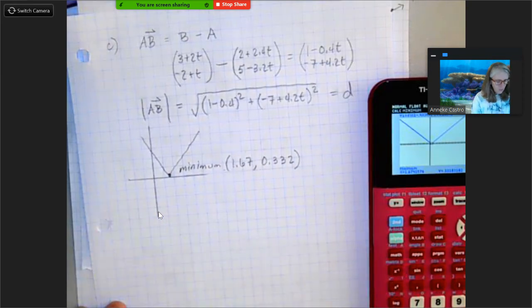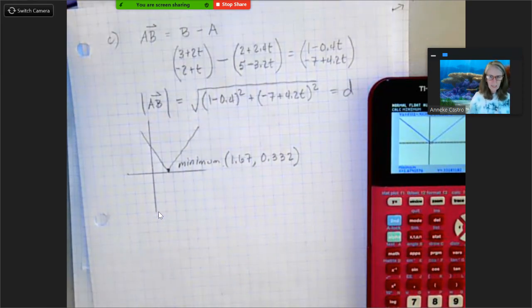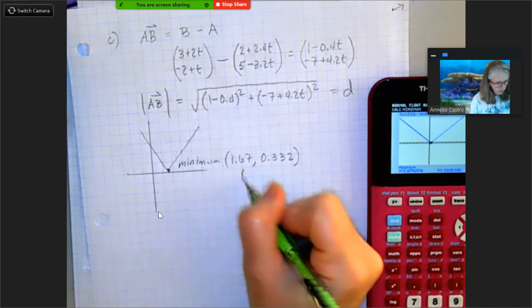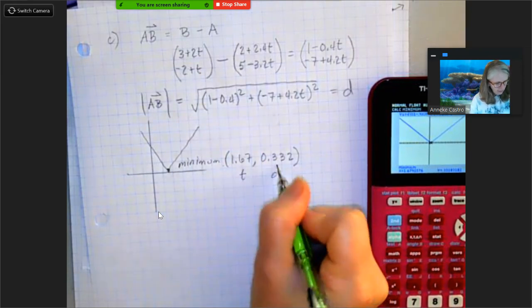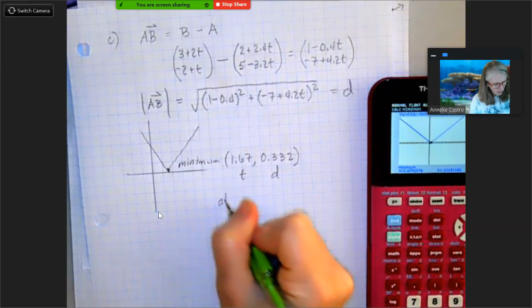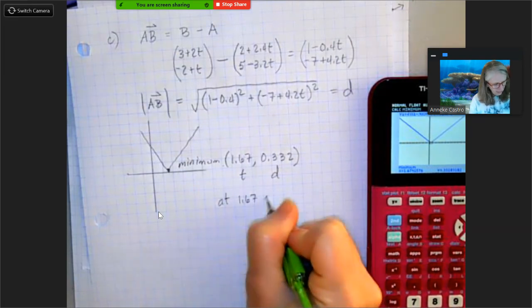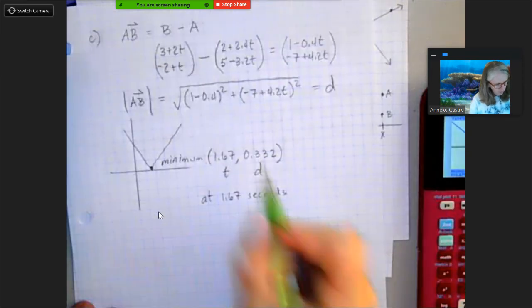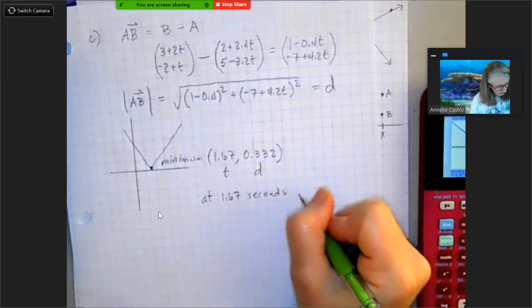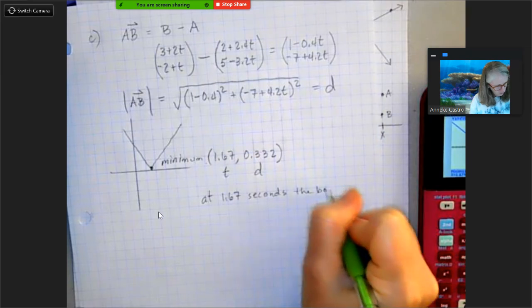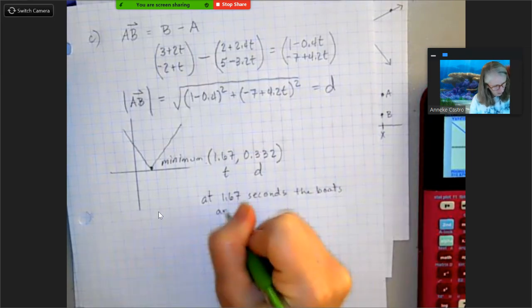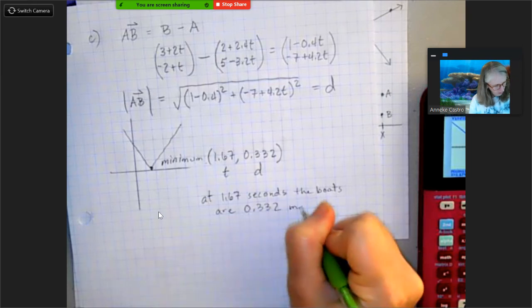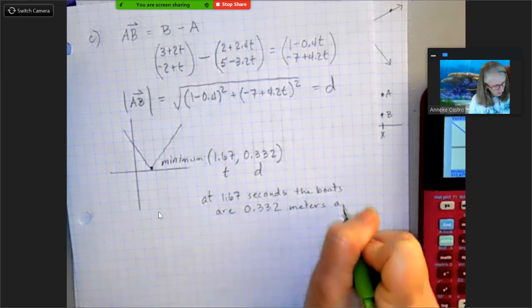Okay, so what does that mean? Remember, our x value was the t, and our y value is the d, the distance. So at 1.67 seconds, the boats are about 1/3 of a meter apart. The boats are 0.332 meters apart.